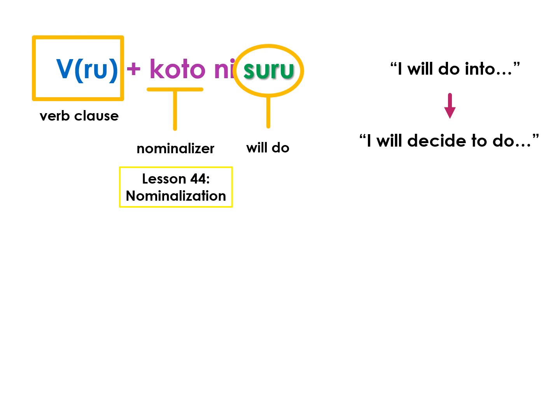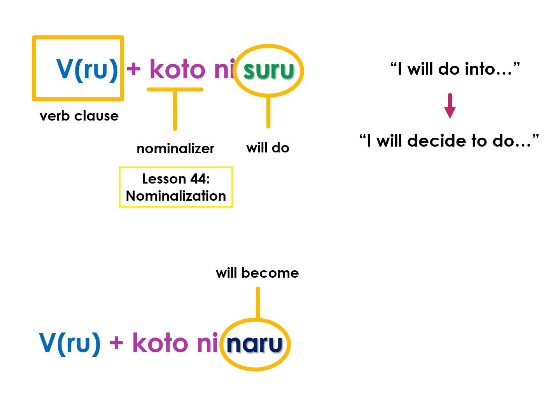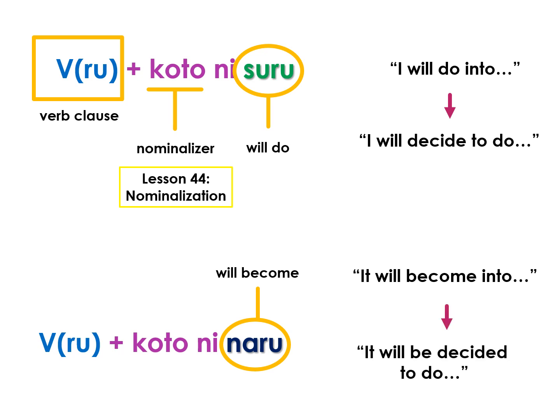Ru koto ni naru follows the same principle, with koto nominalizing the verb clause before it, but with a formula ending in ni naru. Naru is a verb that means to become. Ru koto ni naru literally means "it will become into," but translates into "it will be decided to do." These two structures are non-negotiable. Koto ni suru, I decide to do. Koto ni naru, it will be decided to do.